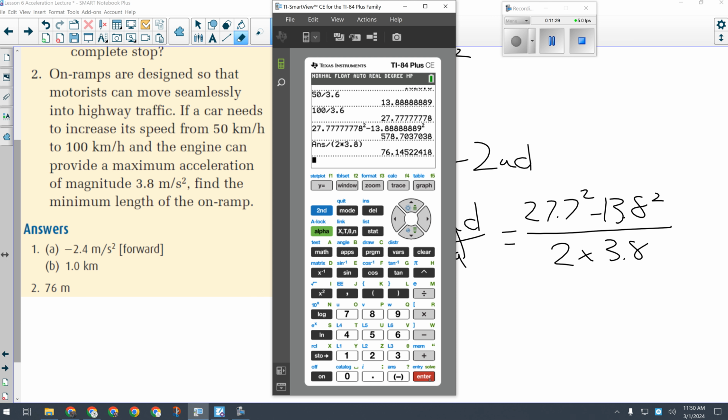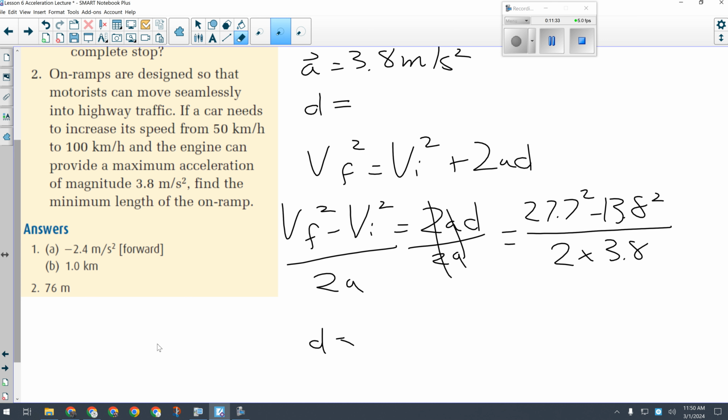And we're gonna get 76.1, but we only have 2 significant digits, so they would need 76 meters to achieve that acceleration. Okay, everybody all right with that? Is there some algebra here? There's a bit of algebra here, okay?